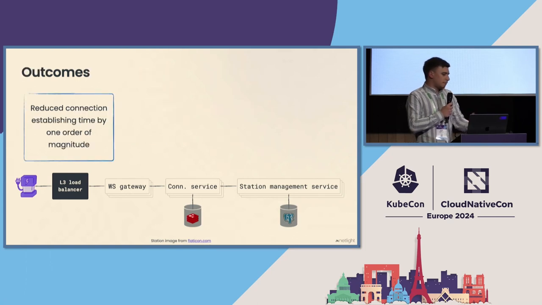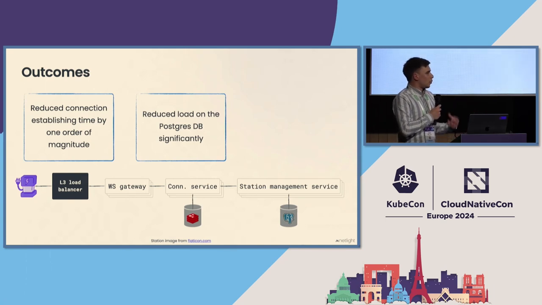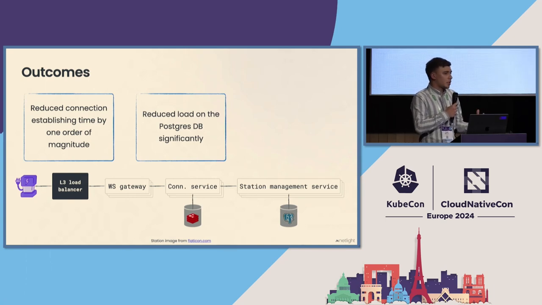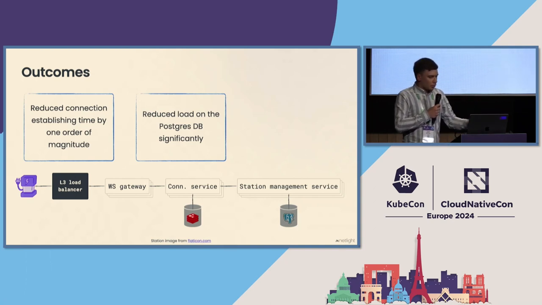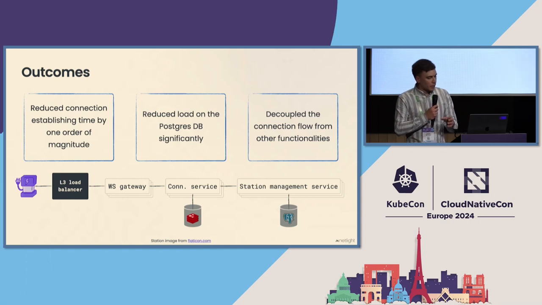And what we saw is that we were able to reduce the connection establishing time by one order of magnitude. And we reduced the load on the Postgres database, which means we can also now scale down to a much more reasonable size. We no longer need the database to be able to take in the peak of these traffic spikes, right? Which is orders of magnitude, or at least one order of magnitude larger compared to normal traffic or normal load in the database. And we also were able to decouple the connection flow from other functionalities.